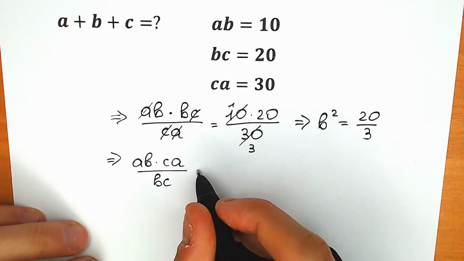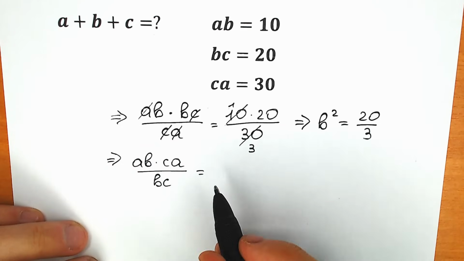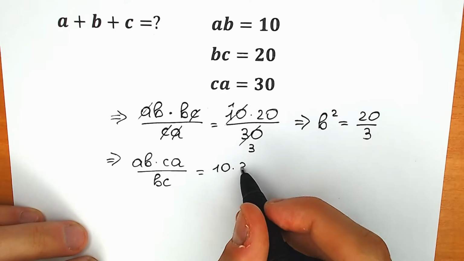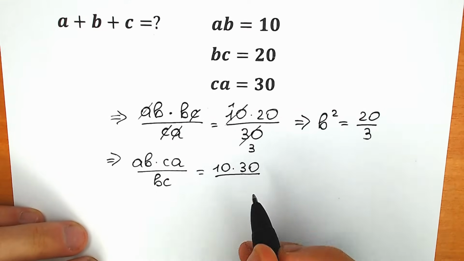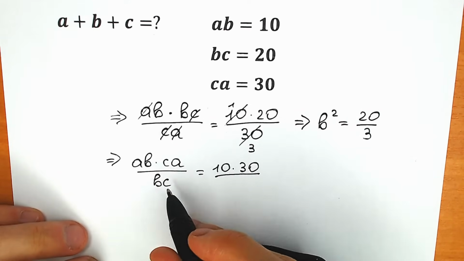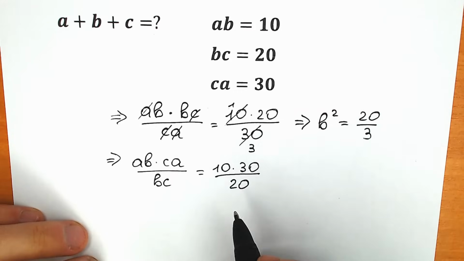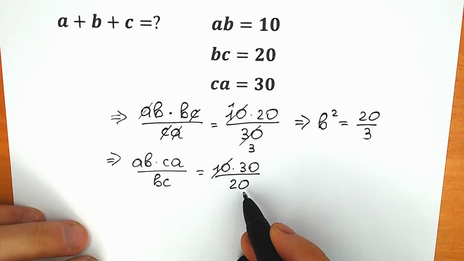Again, we know everything about it. AB equals 10, CA equals 30. So in our numerator we have 10 times 30, and we divide it by BC, which equals 20. If we look closely, we can easily cancel 10 with 20. As a result, we have 2 in our denominator. 30 divided by 2 equals 15.